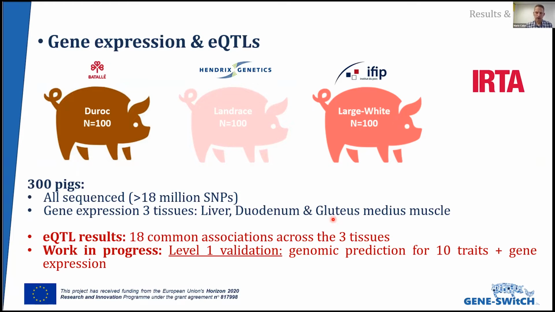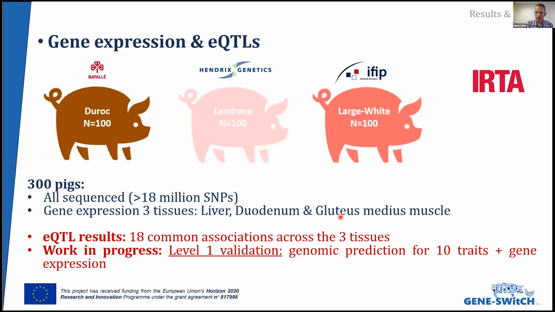What's currently work in progress is using this data for the level 1 validation, where we're actually going to do genomic prediction with this set of individuals. We have identified 10 different traits that are measured on all of them that we will use as phenotypes, but additionally, we will also use the gene expression levels as phenotypes, which gives us thousands of traits for these animals to work with.